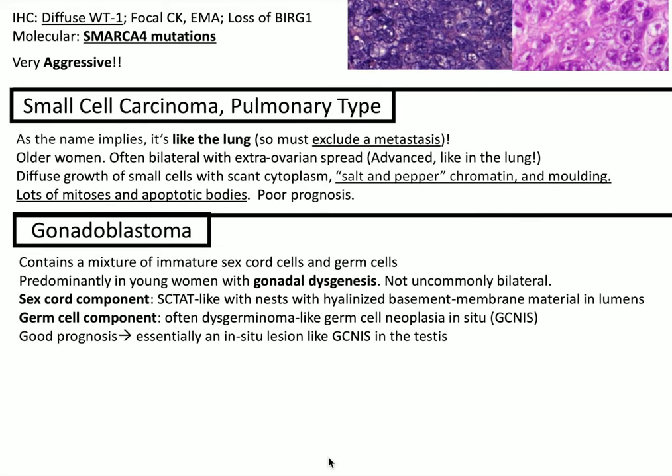Gonadoblastoma contains a mixture of immature sex cord cells and germ cells. It's predominantly in young women with gonadal dysgenesis. It's not uncommonly bilateral. You have a sex cord component, which is Sertoli-like with nests with hyalinized basement membrane material and lumens, and a germ cell component, often dysgerminoma-like germ cell neoplasia in situ. It's good prognosis, essentially it's an in situ lesion like germ cell neoplasia in situ in the testes.